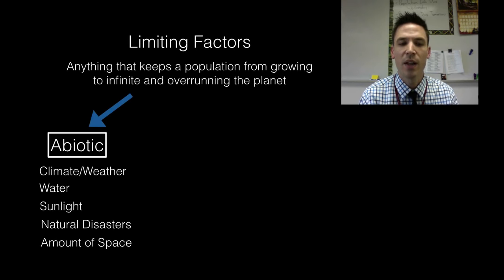Even space is a non-living thing, and space always plays a role. In the example of the Florida panther, why is their population so much lower than it was a long time ago? Well, it's because humans have come in and taken over their territory. With all the building we've done, they now have a lower amount of space, so a smaller population.